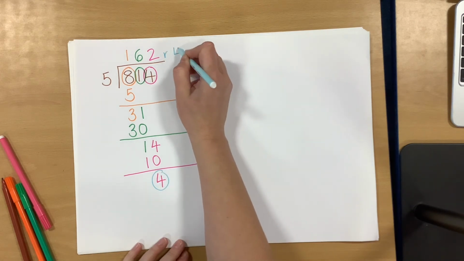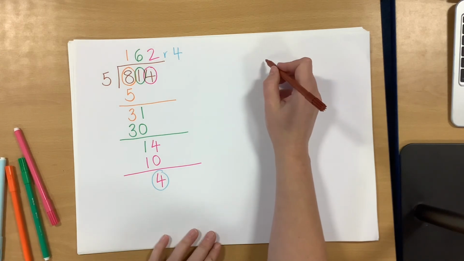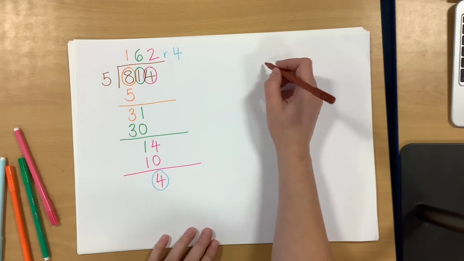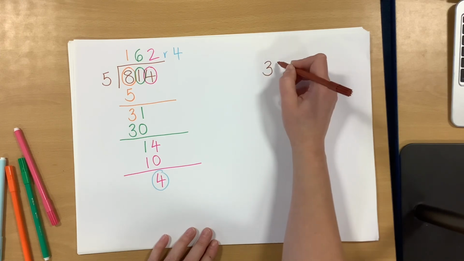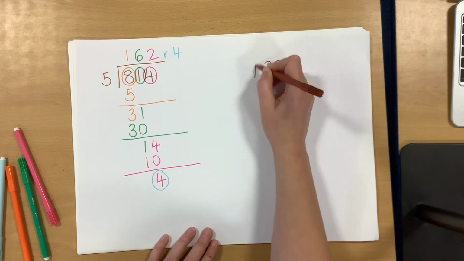Okay, we're going to do one more like that, and then you can have some practice time. So please, could you do for me 389 divided by 5.